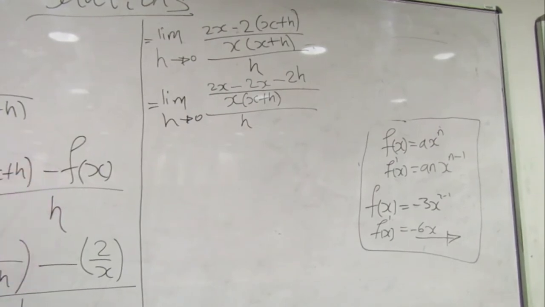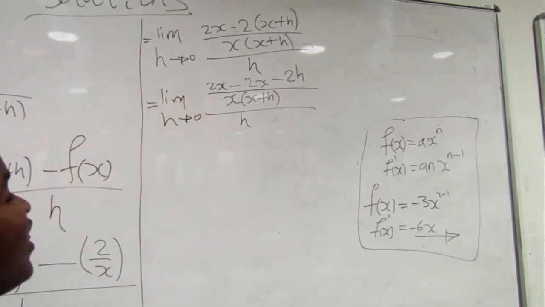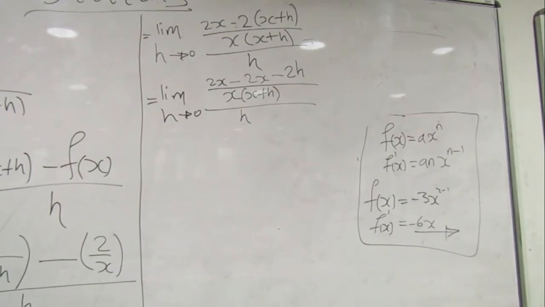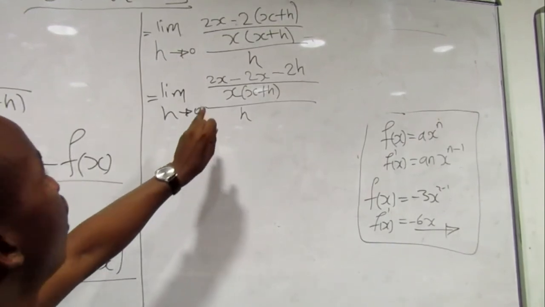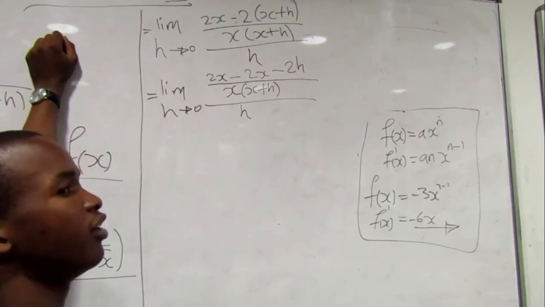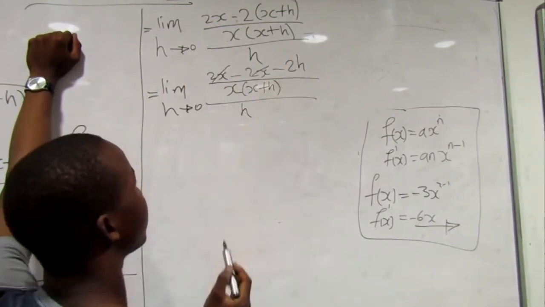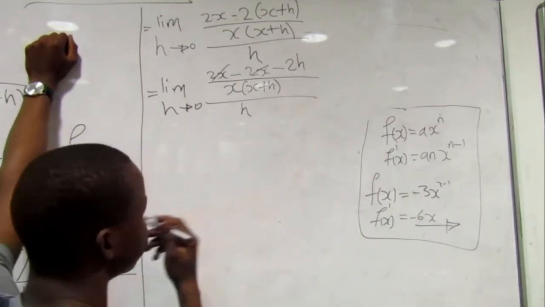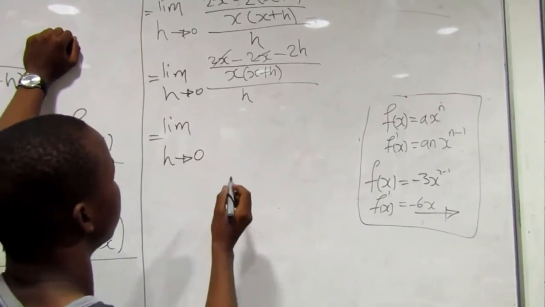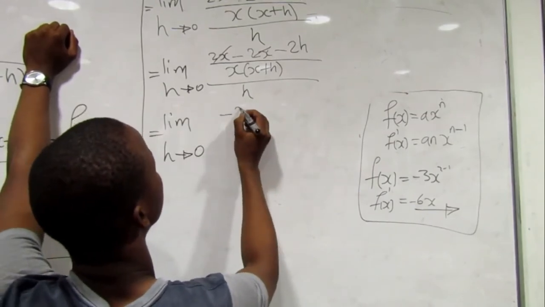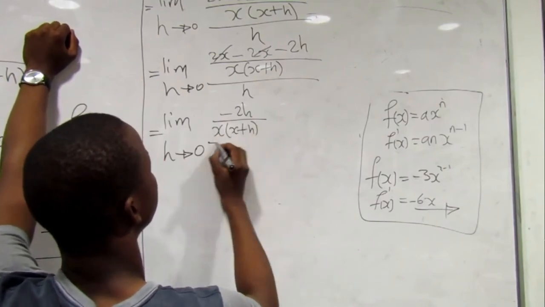Then when you arrive here, I said in the first example that when we arrive here, we need to cancel every term that has x, and we leave everything that has h or xh. But here we don't have xh, meaning we are going to cancel every term that has x. 2x minus 2x gives us 0, we cancel it. We are left with the limit as h approaches 0 of negative 2h divided by x into x plus h, the whole divided by h.